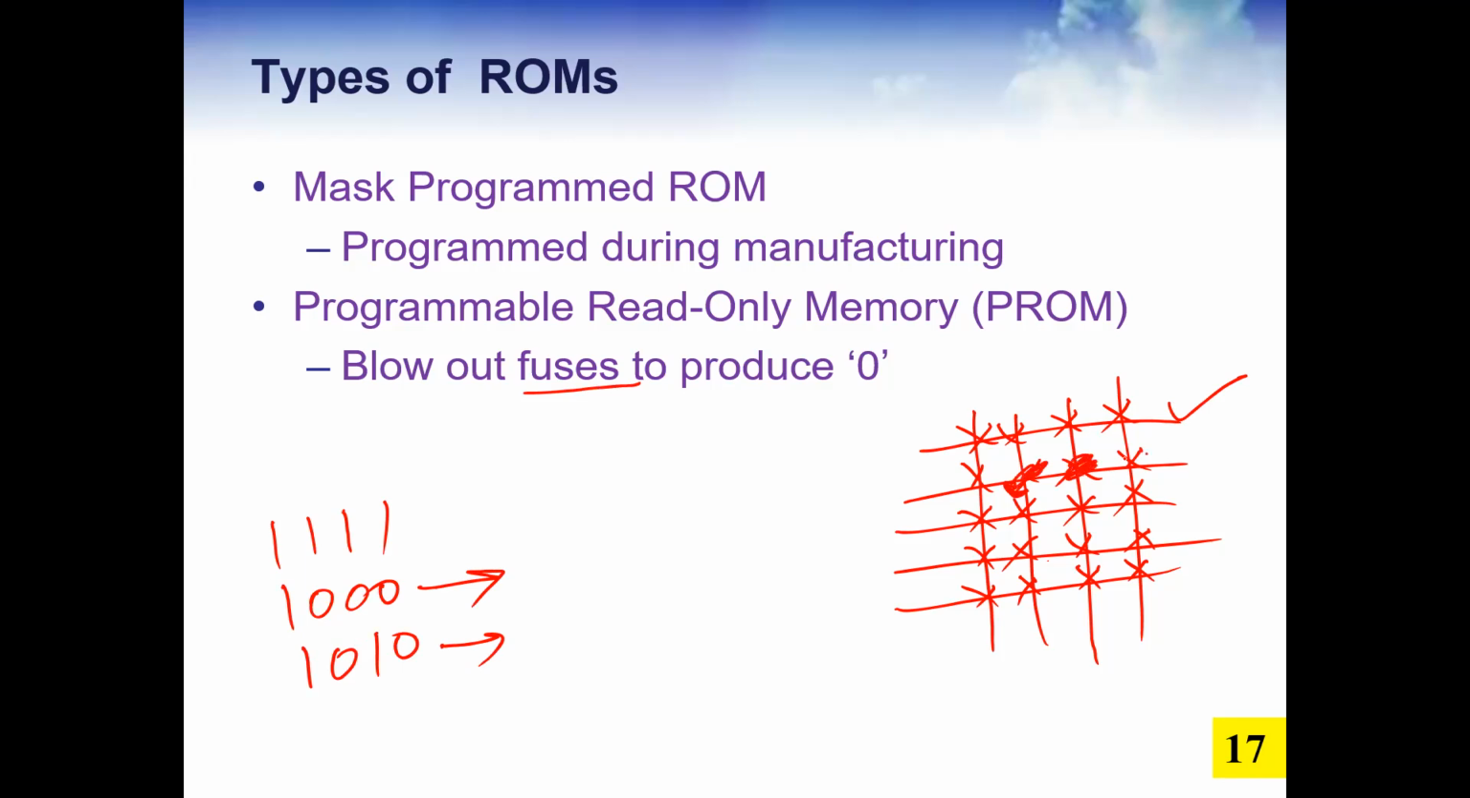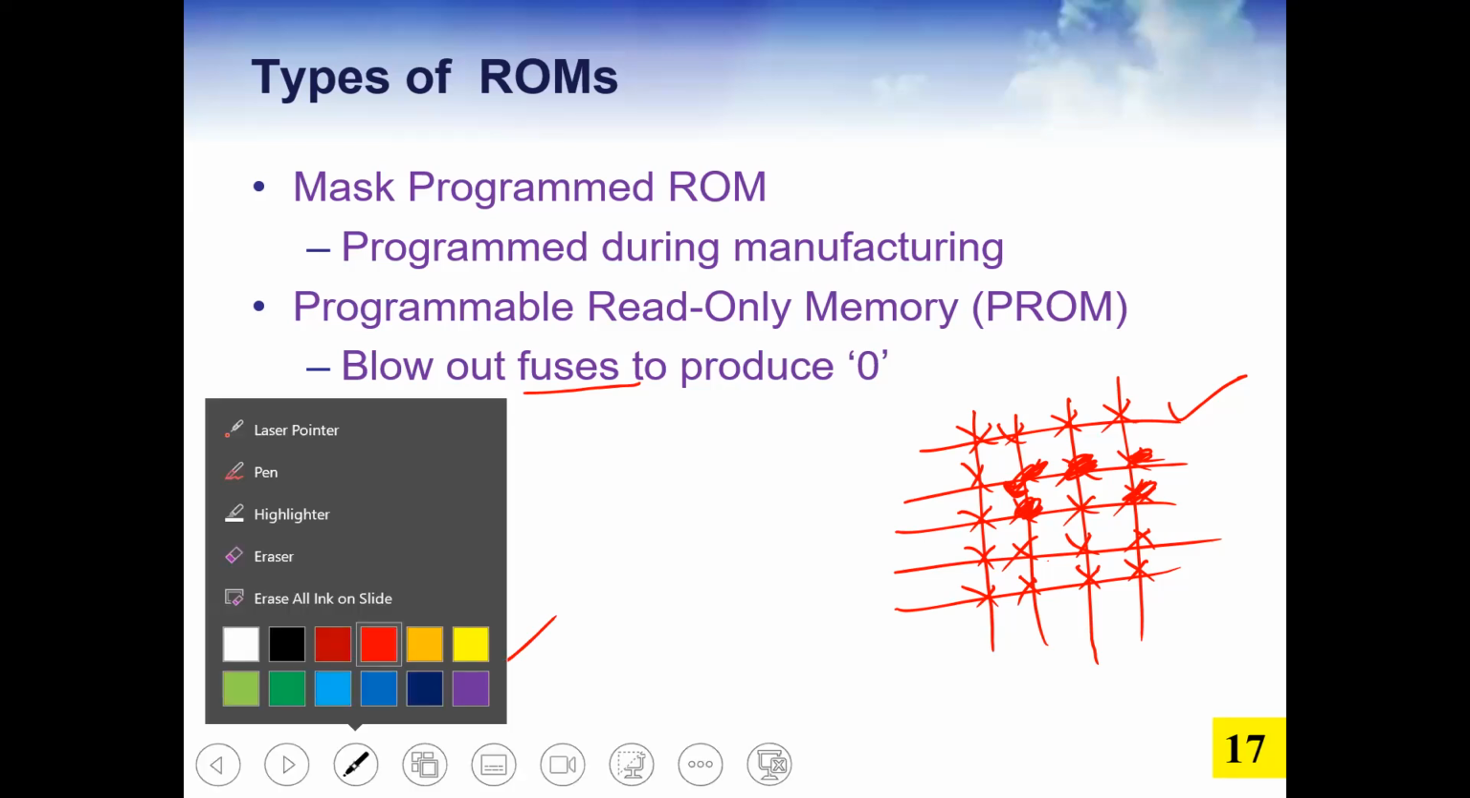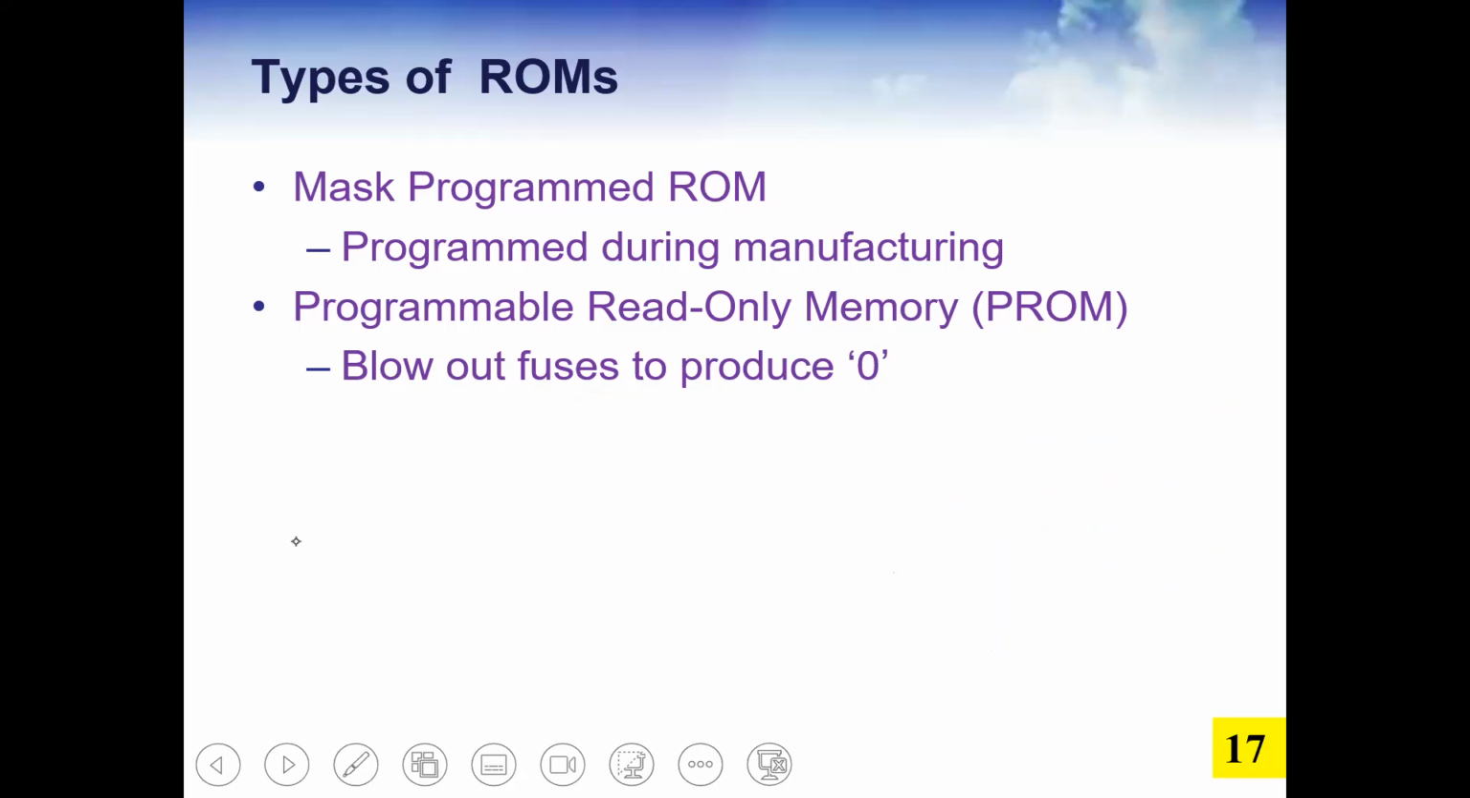So it removes these cross connections basically. Removing means a 0 is stored. For example, the third one. We do not need this one, so it will blow up. This will blow up. Blow means the fuse will break here. When it breaks, there is no connection. So this is the technique used in the PROM basically. So the programmer can store its own program.